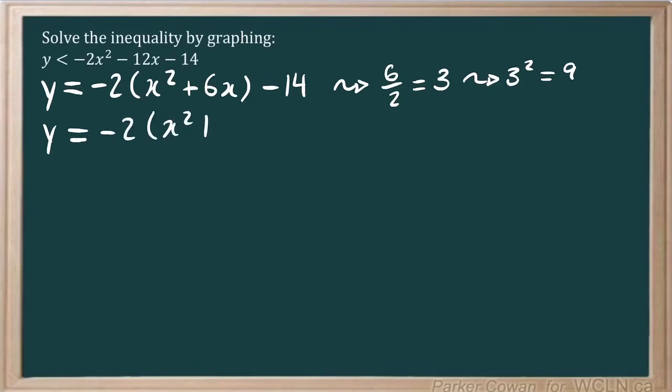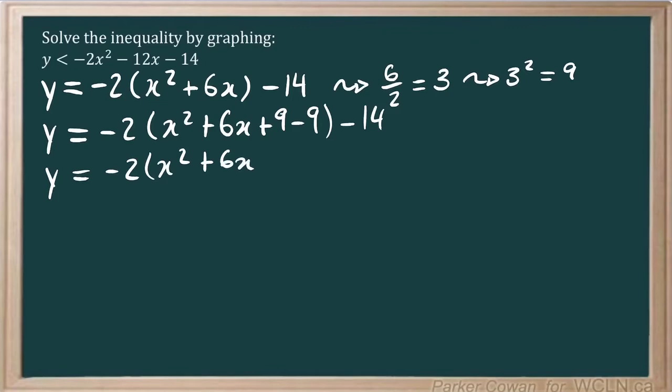X squared plus 6x plus 9 minus 9. And then we have that -14 on the end. Okay, so we keep the positive 9, get rid of the -9. In order to get rid of the -9, we have to multiply -2 times -9. So that's going to give us 18.